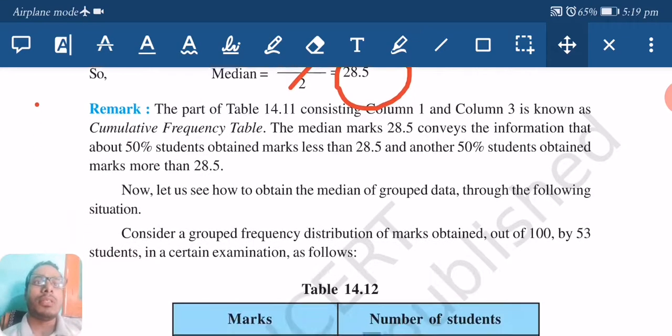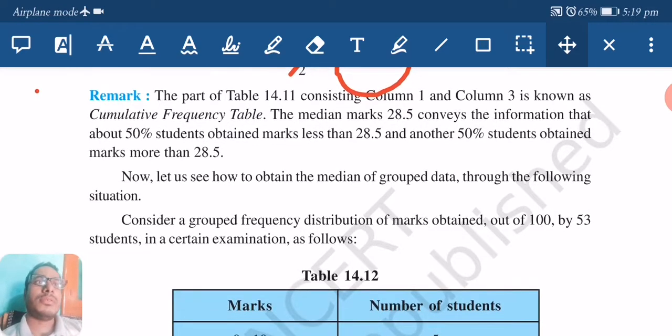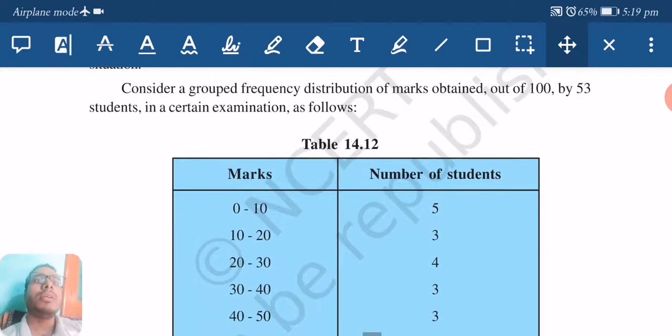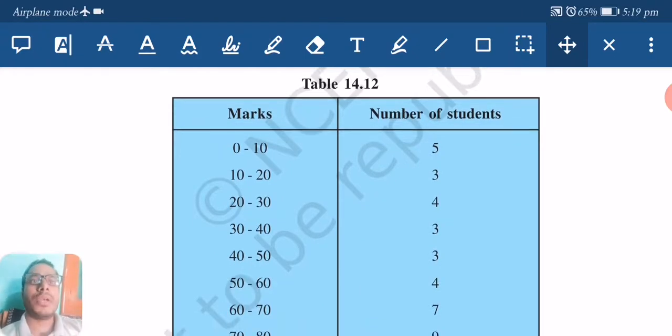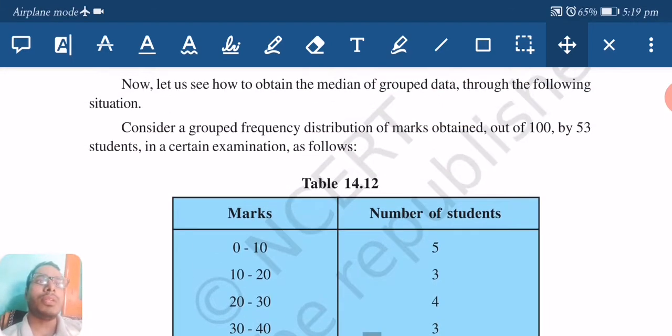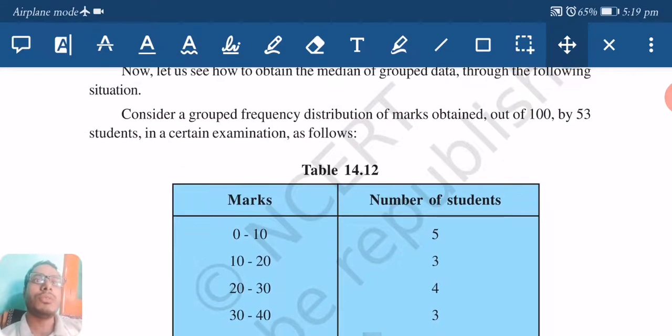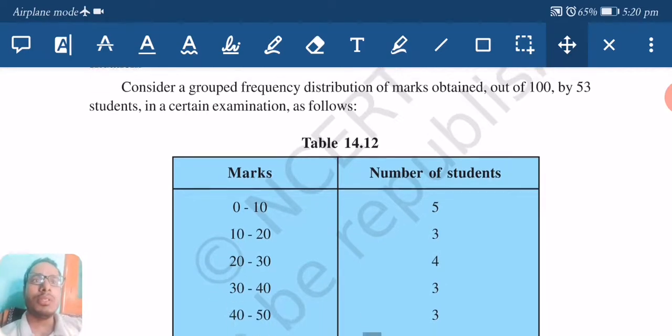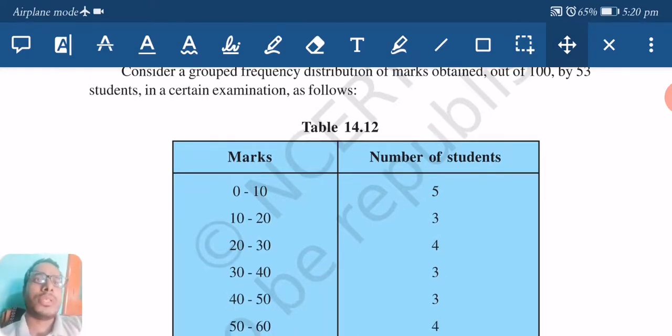Now let us see how to obtain the median of grouped data through the following situation. Consider this now. Here we have the class marks: the marks and students are divided into classes. Here is table number 14.12 from your NCERT book. Marks obtained out of 100 by 53 students in a certain examination are as follows: 0 to 10, 10 to 20, 20 to 30.